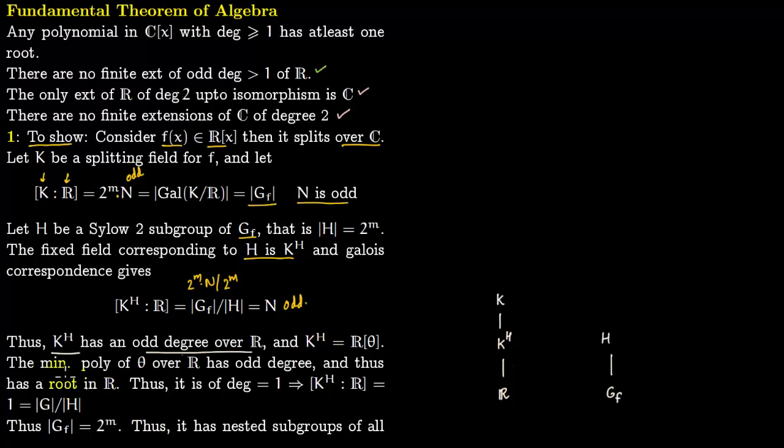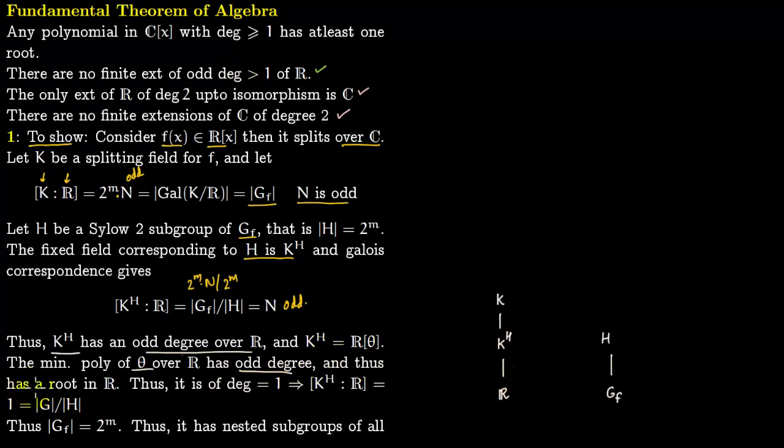and this theta lies in kh. So the minimal polynomial of theta over r has odd degree. Your degree of extension is odd, so your minimal polynomial also has to have an odd degree. Now since it has an odd degree, you can use this result: there are no finite extensions of odd degree greater than 1 of r. So therefore it has to have a root in r. So as it has odd degree, the degree has to be 1.